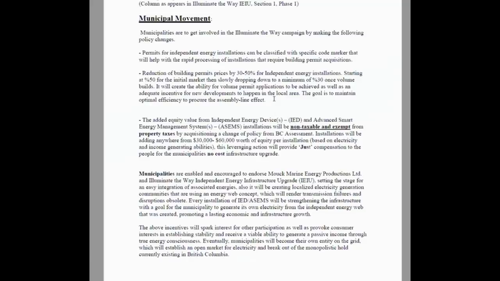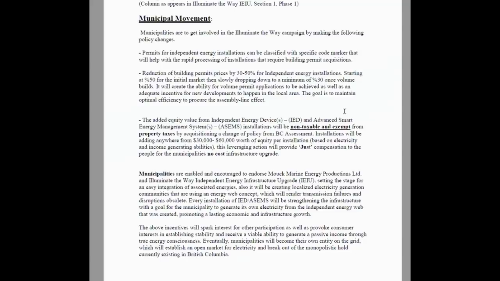Now, the reduction of building permit prices by 30 to 50% for independent energy installations. That's even off of new developments. So you go do the building permit. Oh, I'm installing independent energy as well. Okay, well, that's discounted. As you'll see here, it'll start at 50% for the initial market and then slowly drop to a minimum of 30% once volume builds. It'll create the ability for volume permit applications to be achieved, as well as an adequate incentive for new developments to happen in the local area.